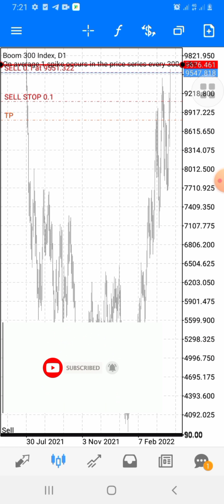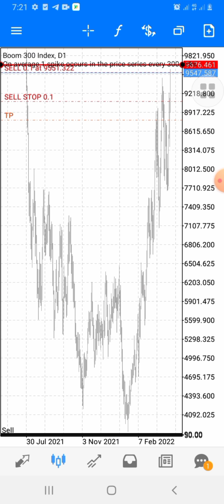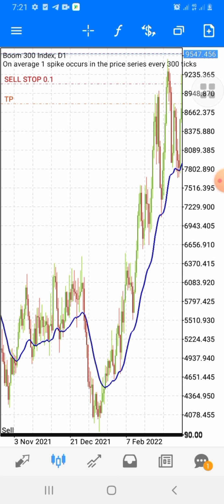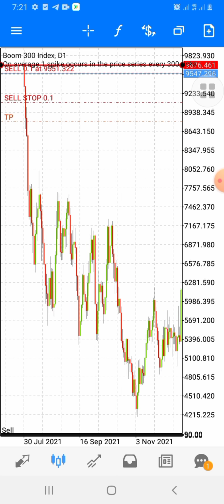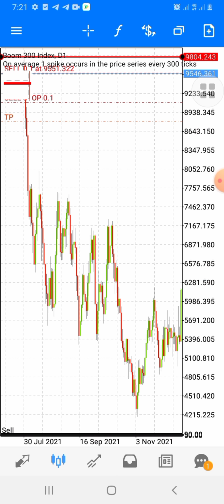So there might be a tendency of price spiking up to that point again before we have the massive sale that is going to happen on Boom 300. So if you're watching this video right now and you want to take this trade, we have to wait to take your entry. This might be your entry position, and take your entry at 9800.